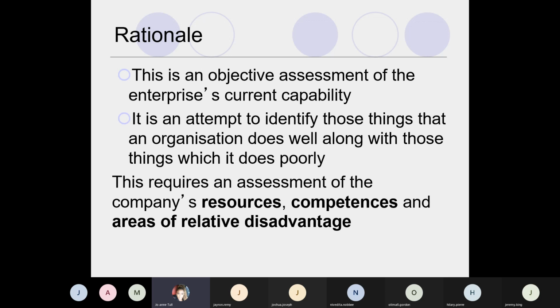And when we say that, we are looking not only at resources in the specific sense of physical or financial resources, but we are also looking at competences, which is where your human capacity falls. And then, of course, we said areas of relative disadvantage, which will be borne out on one particular aspect of this scan, as you will see shortly. So this is the reason why we want to pay attention to doing an internal scan.